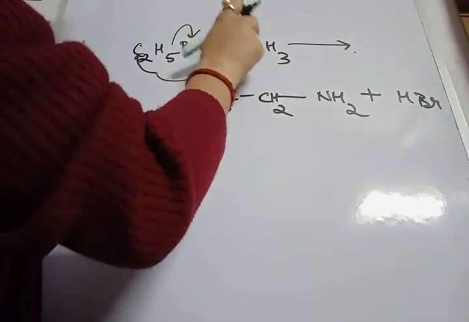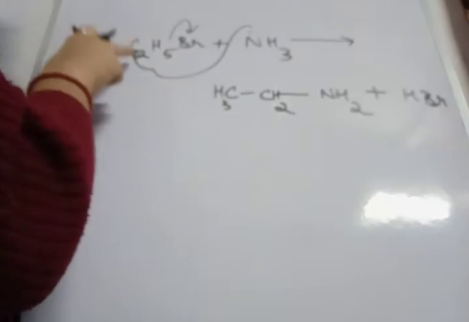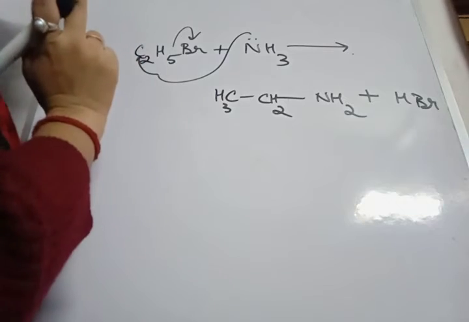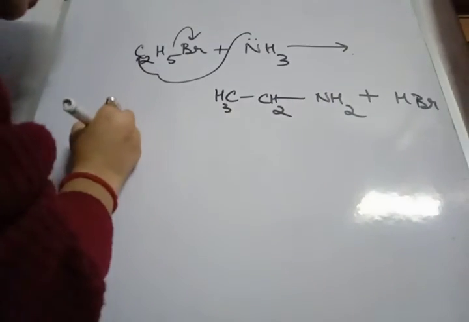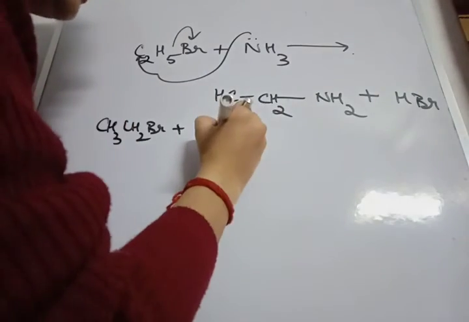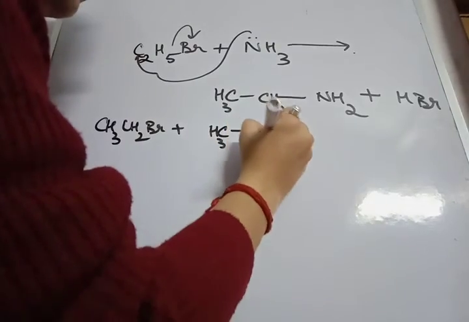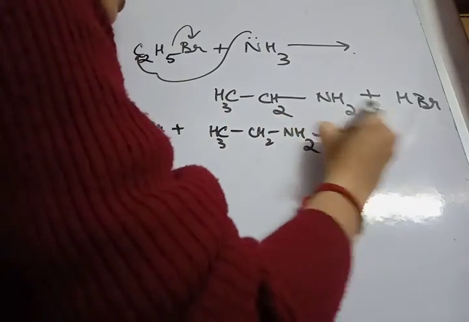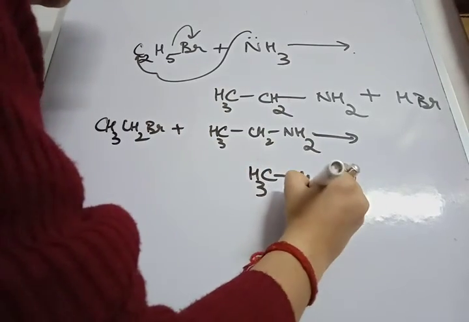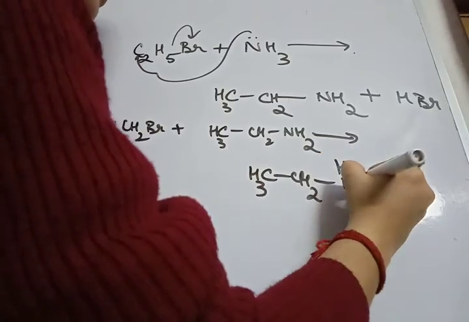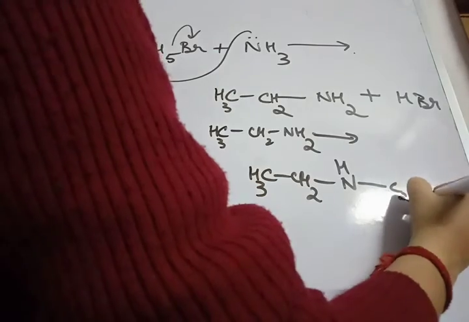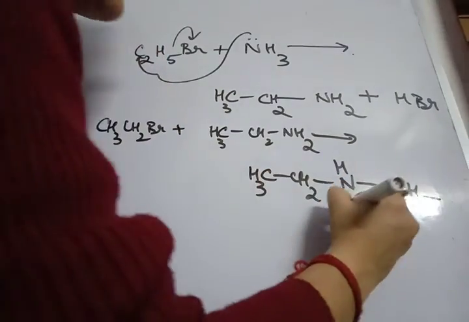This lone pair of nitrogen is attacking the carbon. Which carbon? The CH2 carbon, because C2H5Br means CH3CH2Br. It is attacking the CH2 carbon, not the CH3 carbon. Next step, again we are taking CH3CH2Br plus this 1 degree amine that is produced. So again the attack will happen from the nitrogen lone pair, and we get NH(C2H5)2. This is the major product. This is your 2 degree amine.